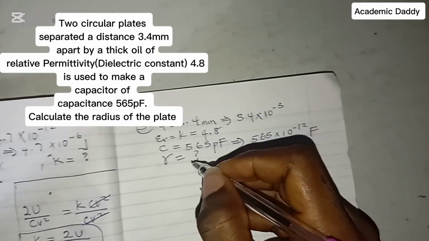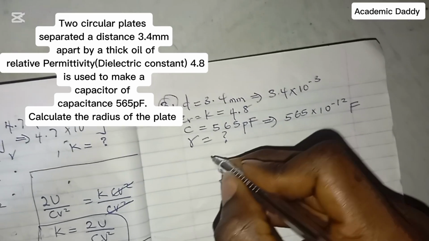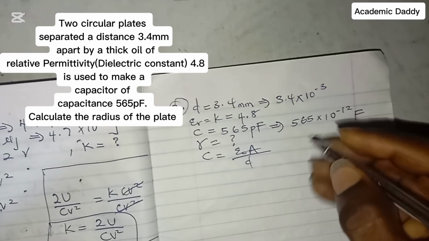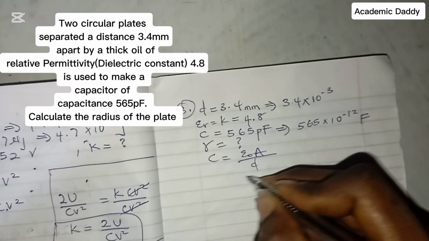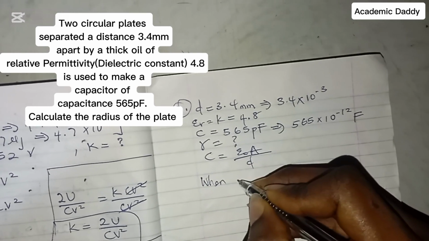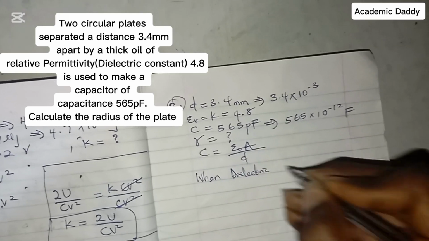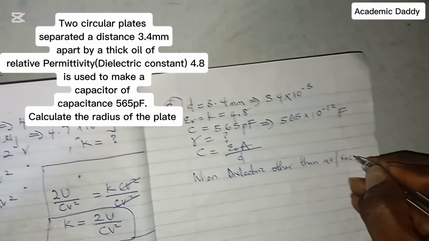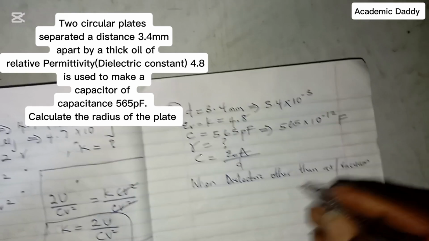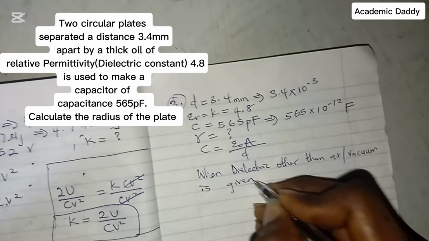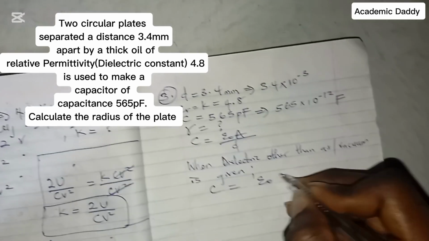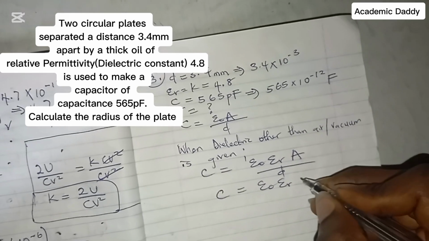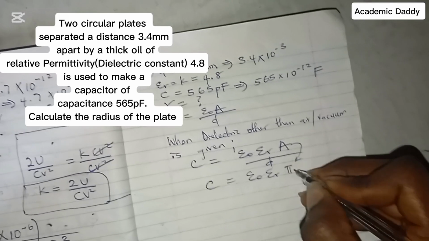But remember that since these are the things we are given, you can simply use the simplest formula for parallel plate capacitors, which is C equals to E naught A all over D. But when a dielectric other than air or vacuum is given, because for vacuum and air the dielectric constant is 1, we now have C to be equal to E naught ER A all over D. A here will be equal to pi R square.